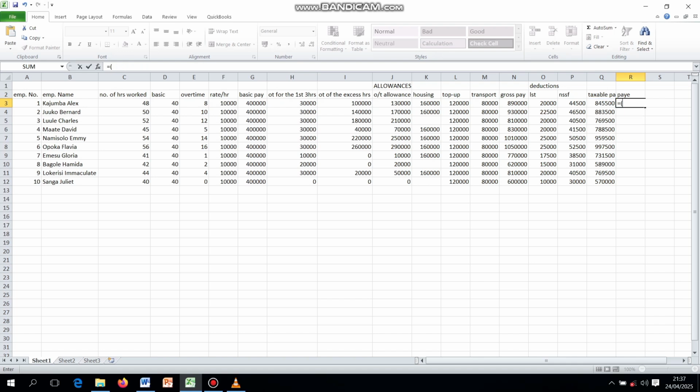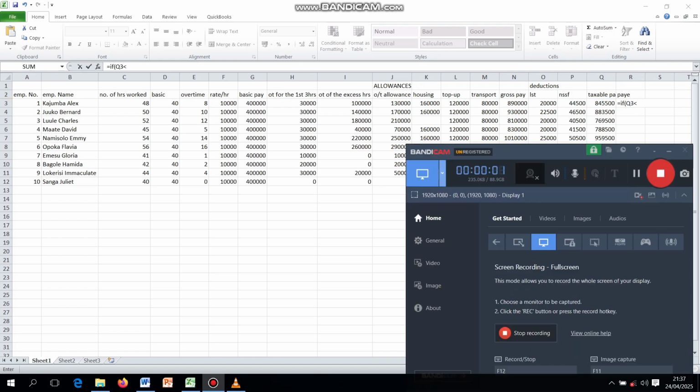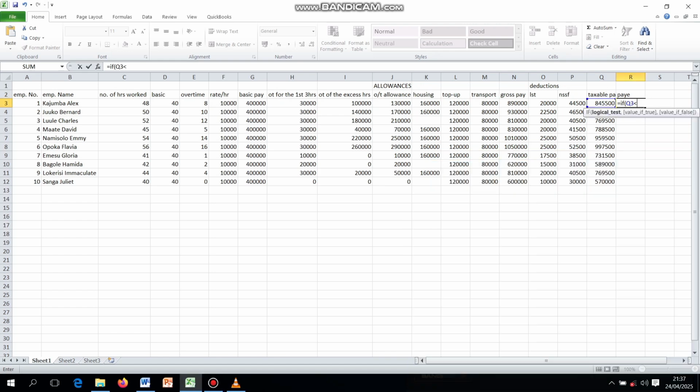Sorry, I had not written our if. I have to first write if. I open the bracket. Then I put our taxable pay. Then I write if. Then I write our taxable pay, if it is less or equal to 235,000, for that one, I'll put our comma and we shall go to the value if true. There they say our rate will be 0. That's what I will put. Then I'll put our comma.